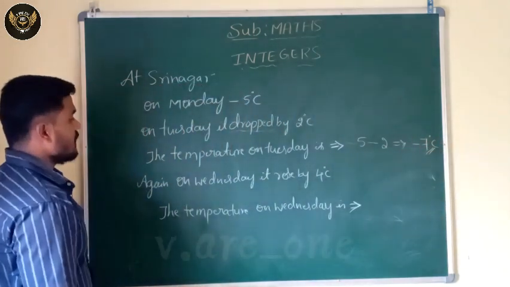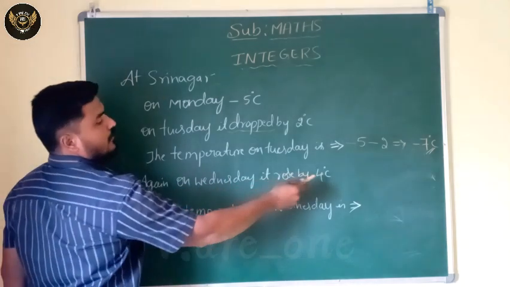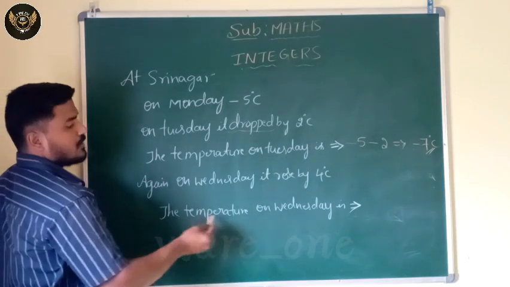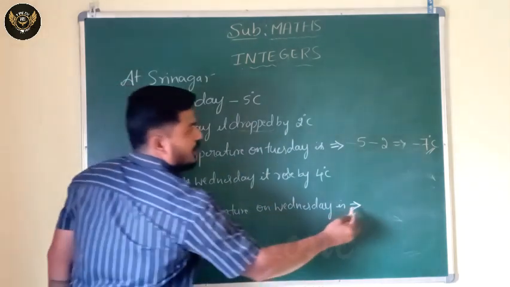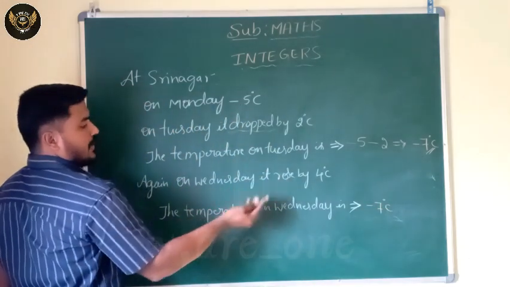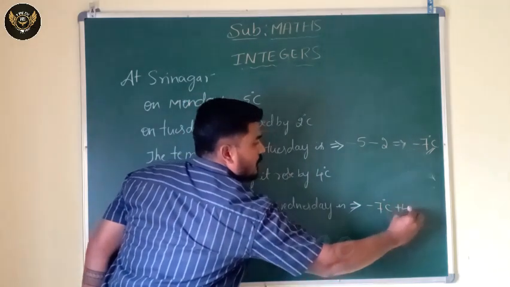Again they gave a question. On Wednesday it rose by 4 degrees Celsius. 4 degrees Celsius increased. Then the temperature on Wednesday, already having -7 degrees Celsius. Again it rose by, it is increasing. How much? 4 degrees Celsius. That means nothing but +4.